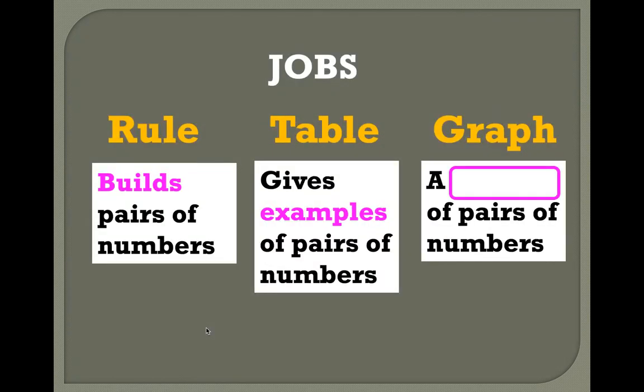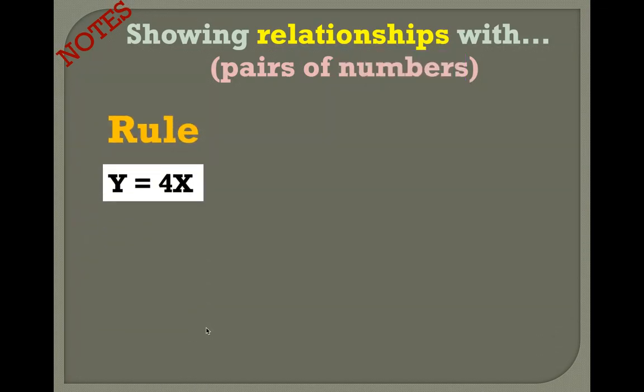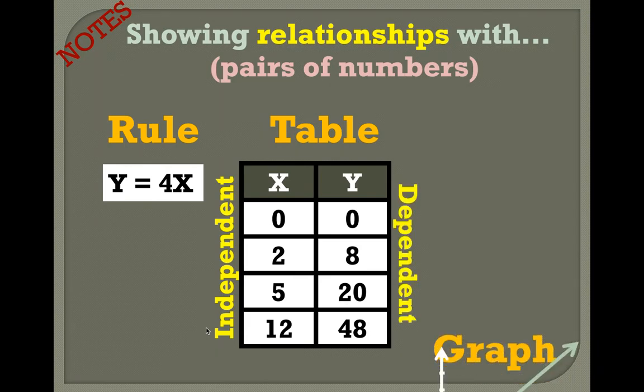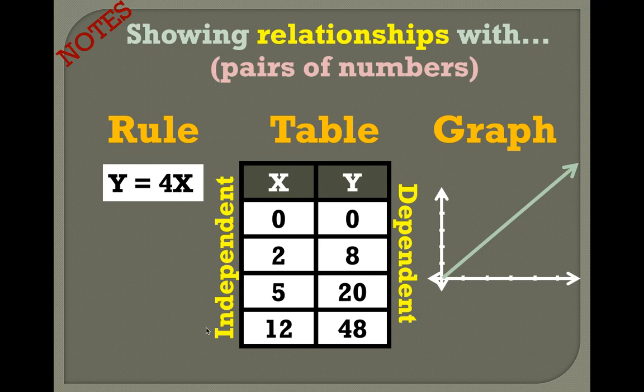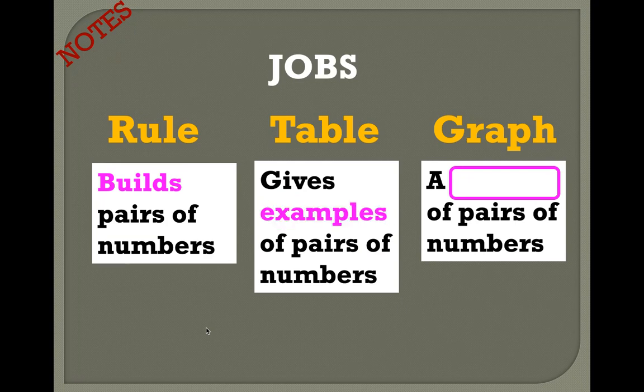Okay, so a graph is a picture of pairs of numbers. So now you can see why we practice graphing those points. So we're showing relationships with pairs of numbers: the rule, y equals 4x; the table, showing the independent variable on the x values and the dependent variable on the y; and a graph. The rule builds pairs of numbers. The table gives examples of pairs of numbers. The graph is a picture of pairs of numbers.